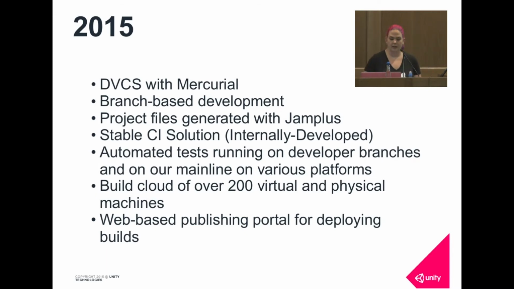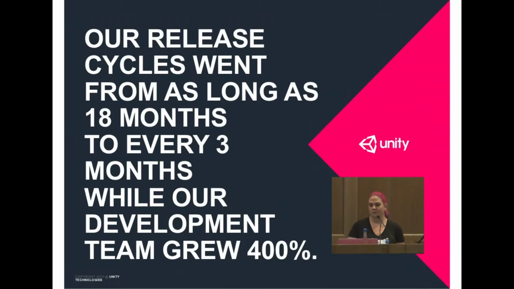And so that sounds great, but you might ask, what did it accomplish? Well, the biggest change is that our release cycles actually went from as long as 18 months between feature releases to every 3 months. We now ship on a strict time-based release cycle. Our alpha and beta builds went from somewhere between every 2 to 6 weeks to every week, like clockwork. And all of this actually happened while our development team grew over 400%.